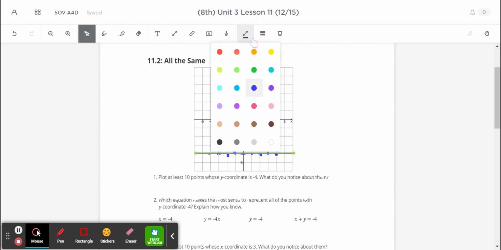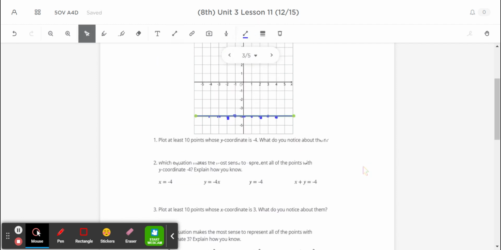Now, when it comes to an equation that would represent these points, my equation is simply y equals -4. The reason is because whatever the x value is, for example, if x is -4 versus if x is +2, does not affect the y. No matter what x is, y is always going to be -4. And so we don't even need an x in our equation.